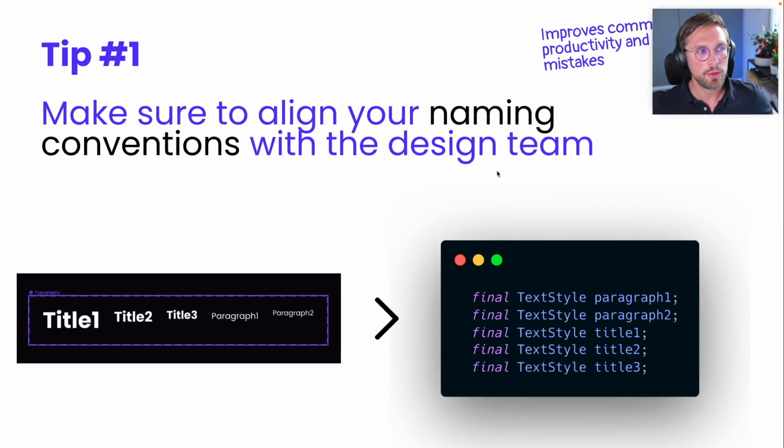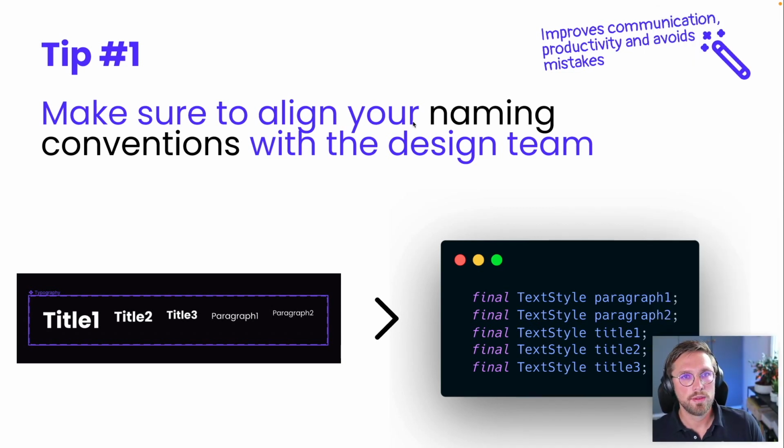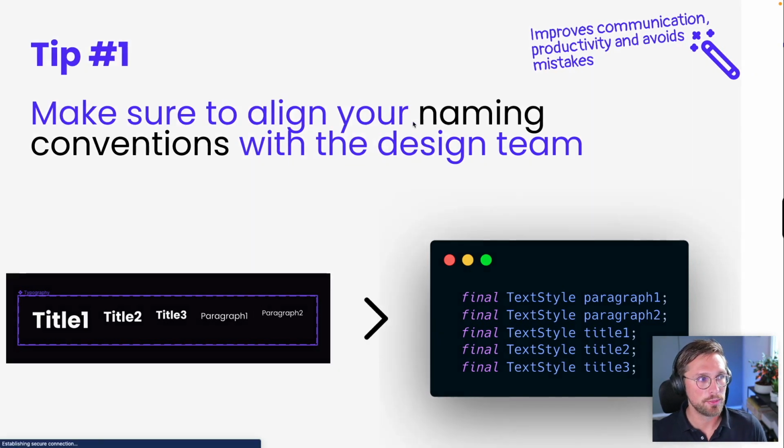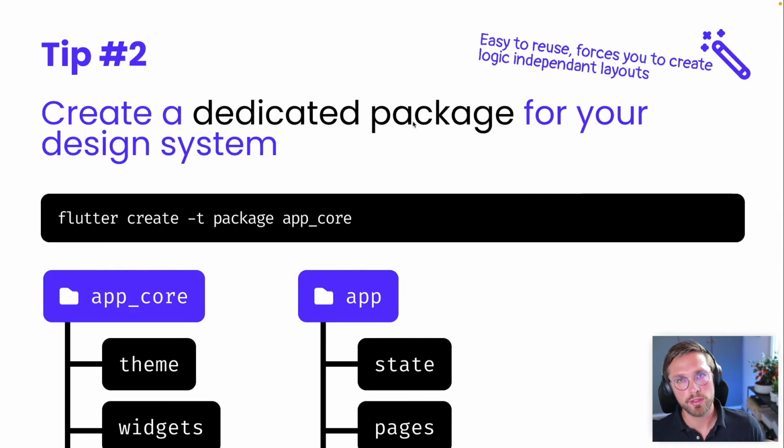If I have to summarize, I would give you these tips. The first one is to align your naming conventions with the design team. This improves communication a lot and avoids styling mistakes. It also improves the productivity of your development team. The second one is to create a dedicated package for your design system, because if you want to reuse it in other projects, you will be able to.